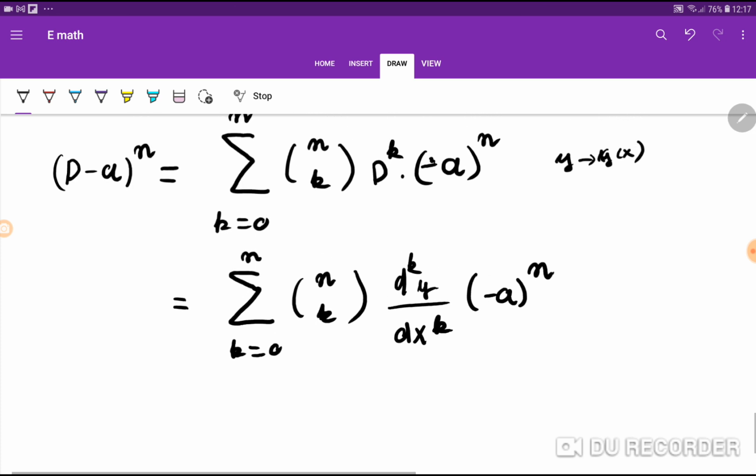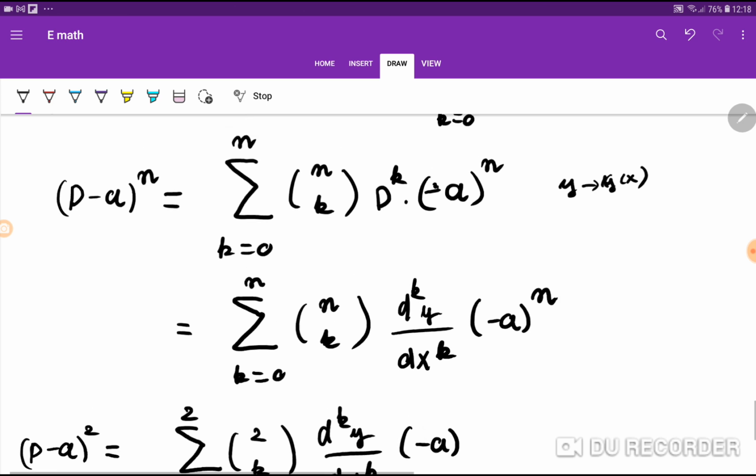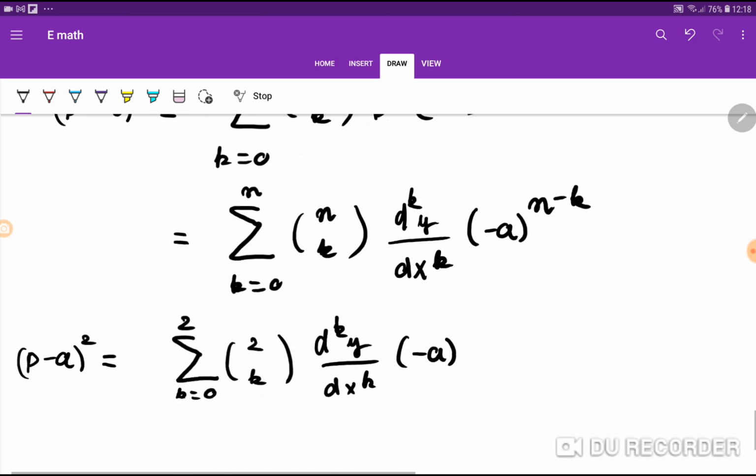Now let's do some examples. Let's say you want to write (D - a) squared. What does it equal to? It equals the summation from k equals 0 to n, and in this case n is 2. So 2 choose k, d^k y over dx^k, a. Oh, sorry, this is not n minus k.